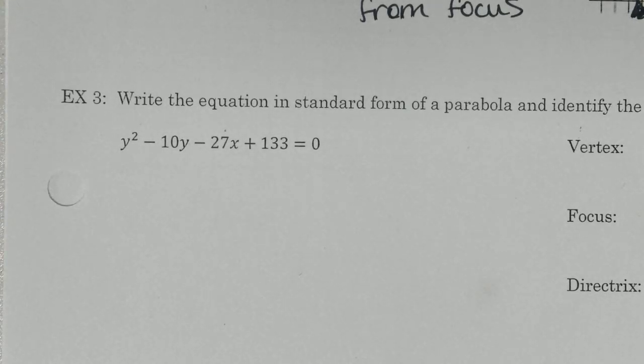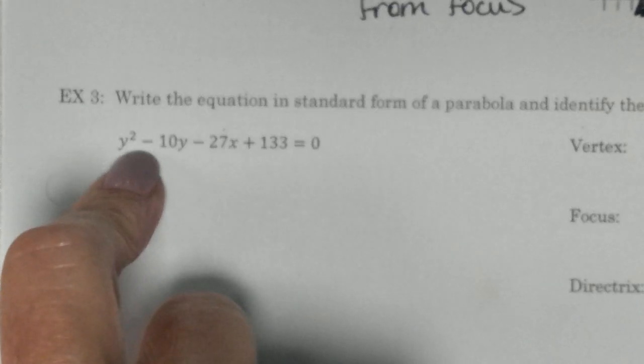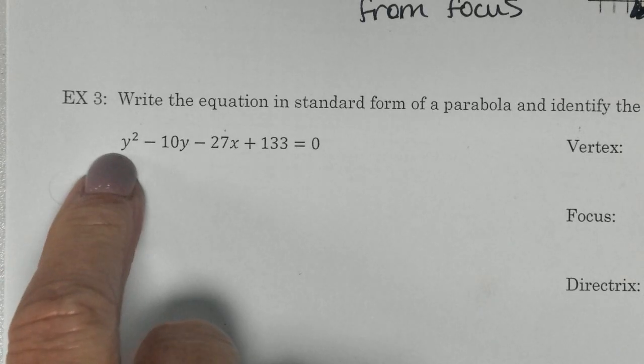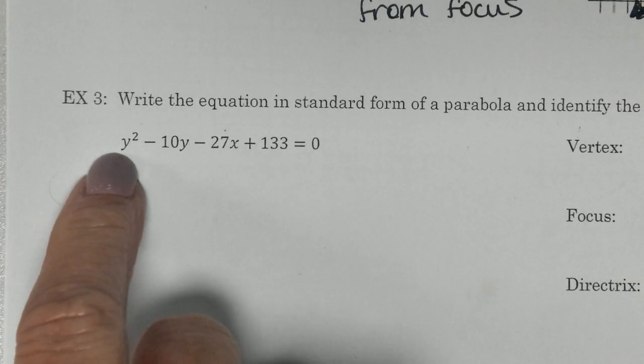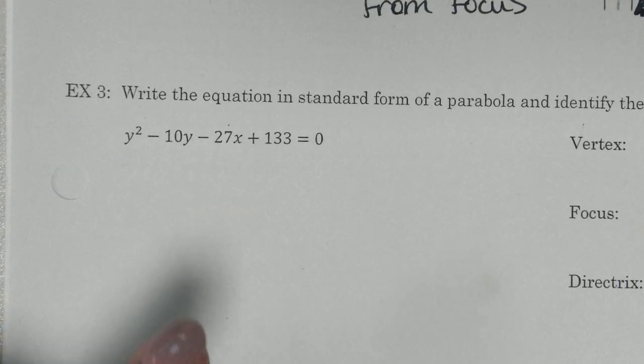Now, is it going to be a horizontal or a vertical? You tell me. What is it going to be? Horizontal. Horizontal, there you go, because the y is squared, so it will not be a function. So that's why we know it's going to be horizontal. You're going to set this up. Now, we're not solving this. We are setting it up in its standard form.